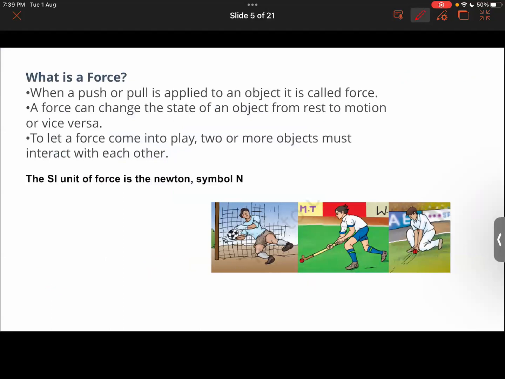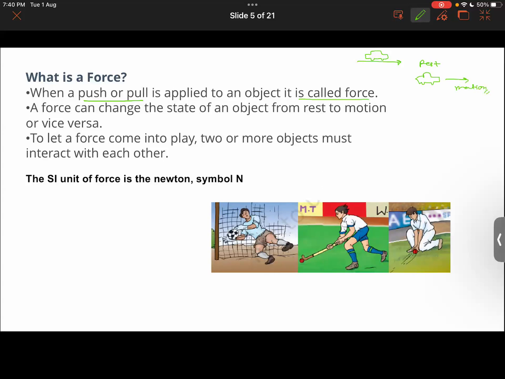Okay, so let's talk about what is force. Let's begin with this thing here. When a push or pull is applied to an object, it is simply called force. And what can this force do? If the body is in motion, it can bring it to rest. If a car is moving, by applying the brakes, we can bring it to rest, right? Or if the car is at rest, then we can bring it to motion by applying force.